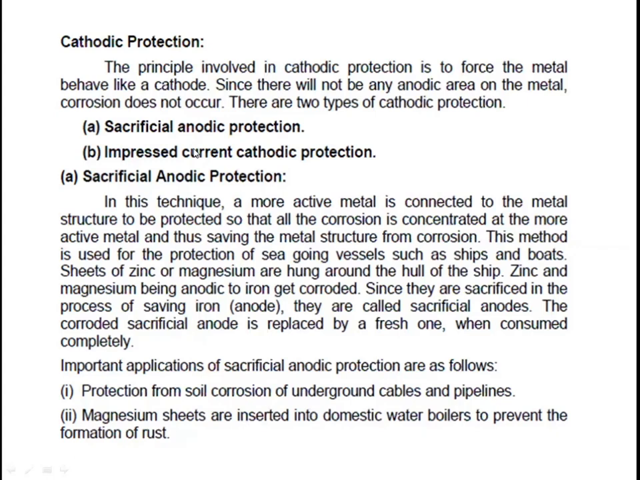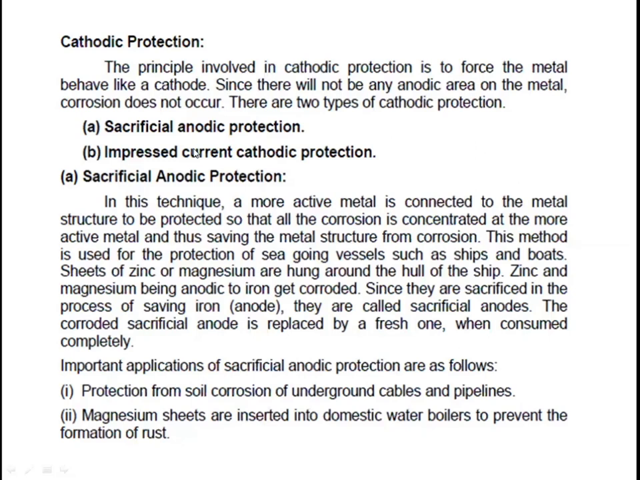First of all, we would like to know what cathodic protection is. It is the method of protection given to a metal by forcingly making it behave like a cathode. The metal which is to be prevented from corrosion is forcingly made to behave like a cathode. Why? Because each and every time the anode will be corroded. That's why the metal we want to protect is made to behave like a cathode, and it will be protected.